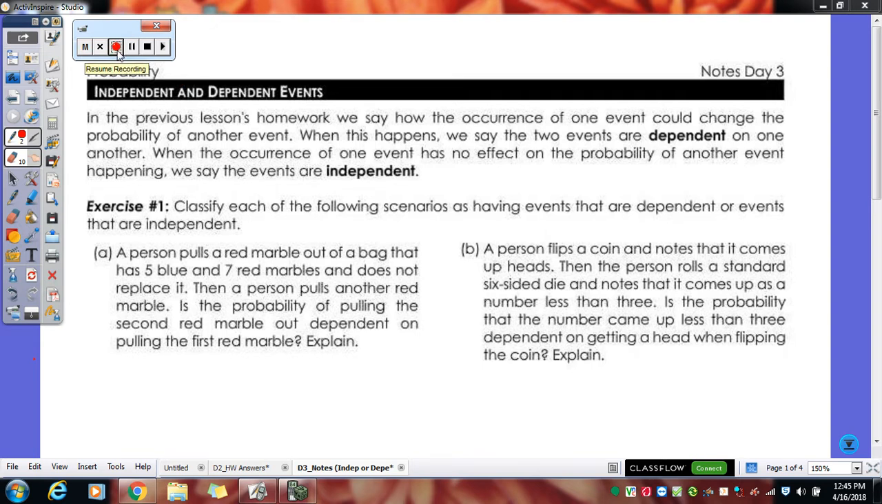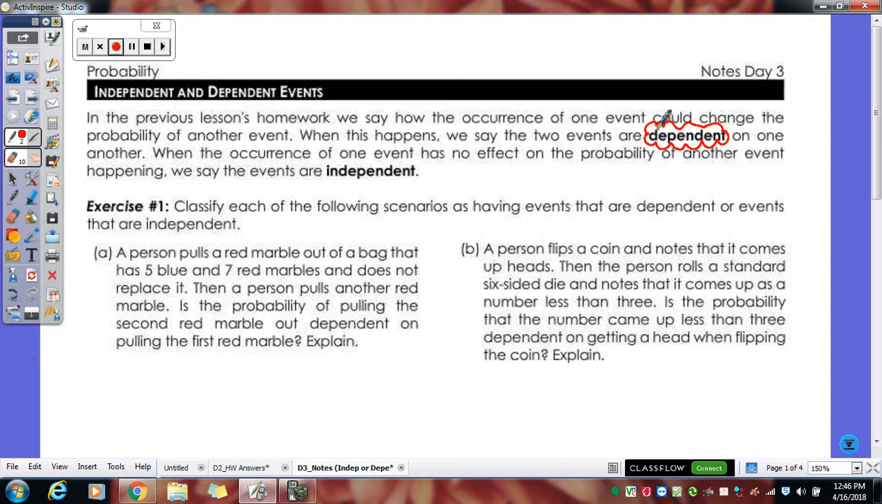First part of today, we're going to be working on independent and dependent events. We have talked about them a little bit, and the words themselves make a little bit of sense. Two events are dependent when the outcome of one event affects the outcome of the other.